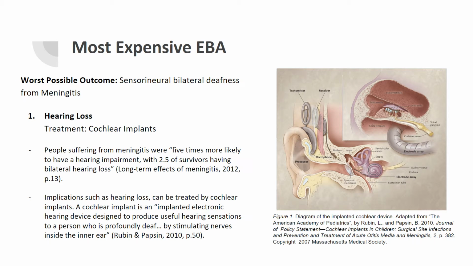A common complication that could occur would be sensorineural bilateral deafness from meningitis. The only treatment for this is cochlear implants. A cochlear implant is an implanted electronic hearing device designed to produce useful hearing sensations to a person who is profoundly deaf by stimulating nerves inside the inner ear.